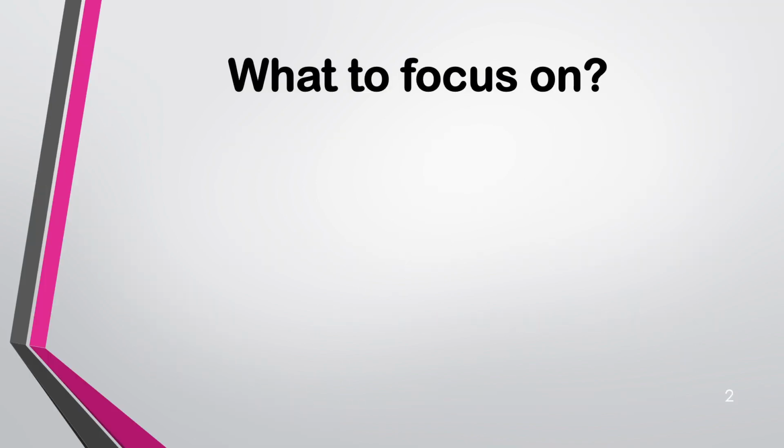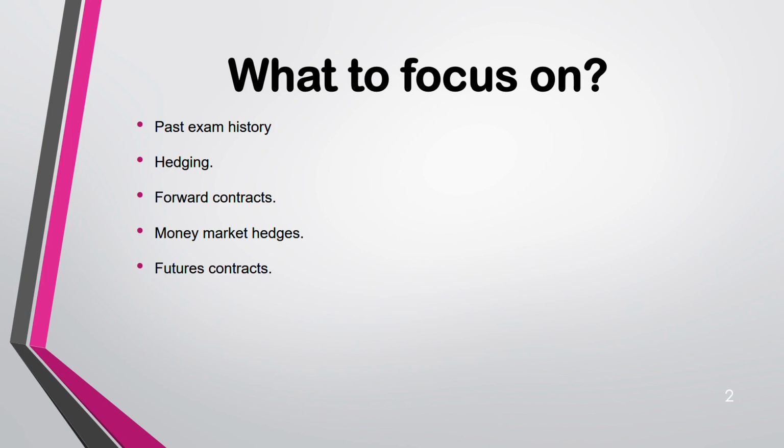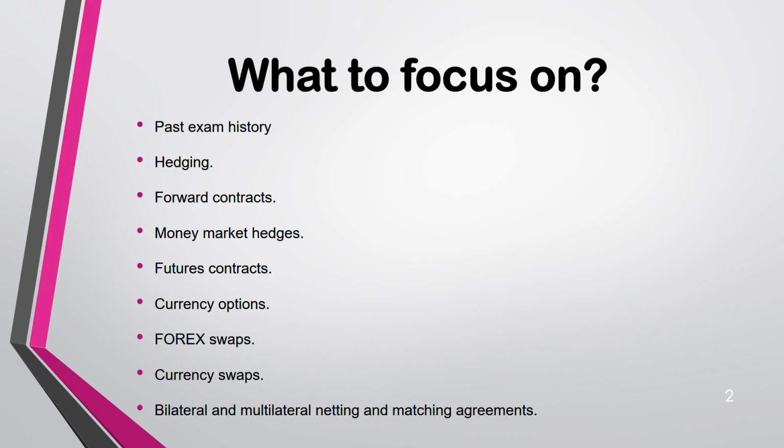So let's start. Here we are going to focus on the past exam history and hedging. These are the derivatives that we are going to use to hedge. You need to know how to work on all of these: forward contract, money market hedges, future contract, currency option, forex swap, currency swap, and bilateral and multilateral netting arrangements. The last one is the internal hedging technique. The others, starting from forward to currency swap, are your external hedging techniques.